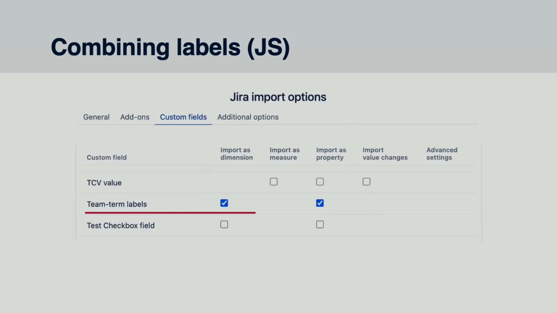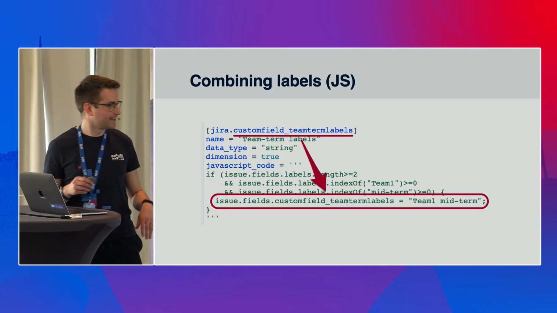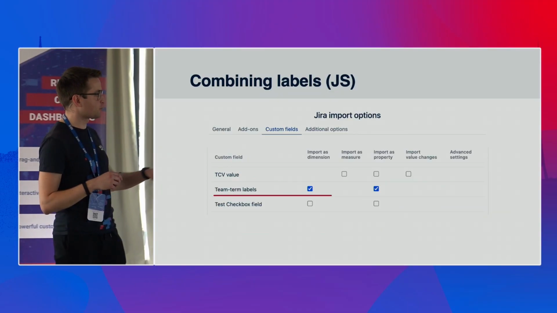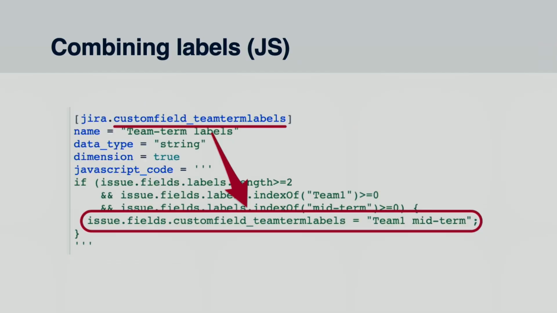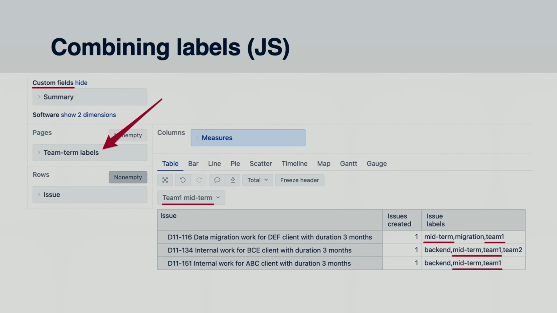Head over to the Jira import options in this step, but of course, save the advanced settings, or otherwise you'll lose everything. Save the advanced settings and move over to the Jira import options, and your newly created field with the same name, as you can see here, team term labels, will be available here for import. Select it, trigger the import, wait for it to finish, and you'll have this newly created dimension in the dimensions section under the custom field section that you can use in your reports.